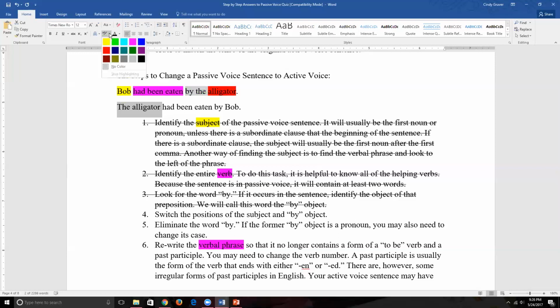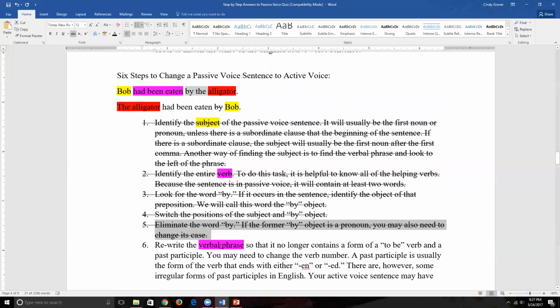I'm going to put it back into red. And I'll keep Bob in yellow so you can see what we did. So we have completed step number 4. We're obviously not done. This doesn't make sense. We're not anywhere near complete. Now we're going to eliminate the word by. If the former by object is a pronoun, you may need to change its case. Well, alligator isn't a pronoun, so we don't have to worry about that. Now we're just going to remove the word by. I'm going to cross it out here. So we're done with that.